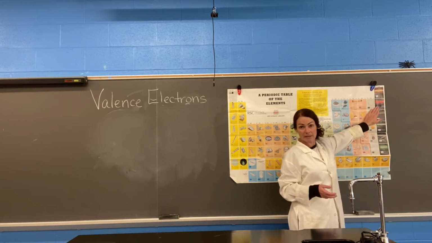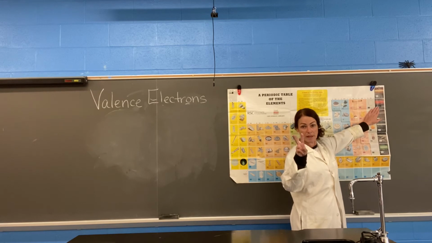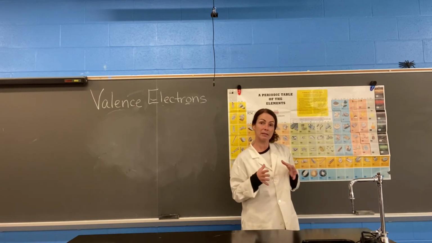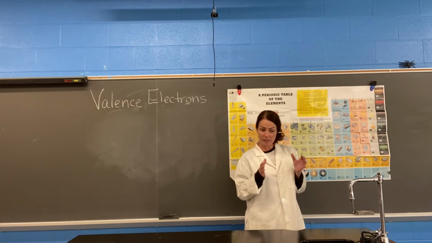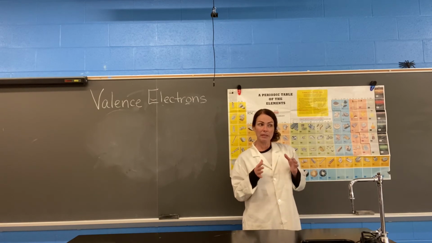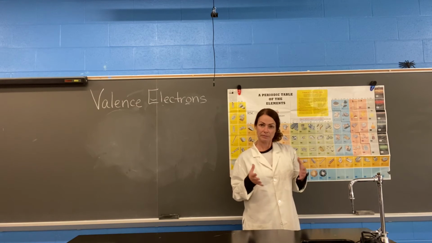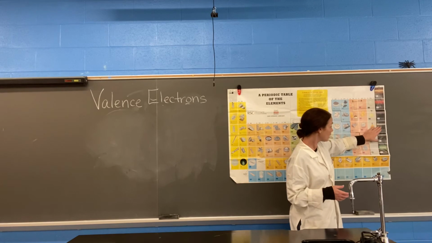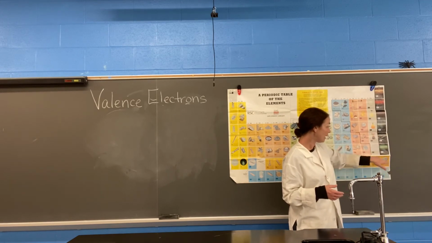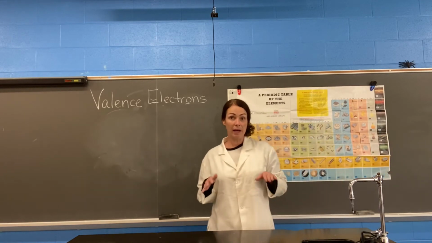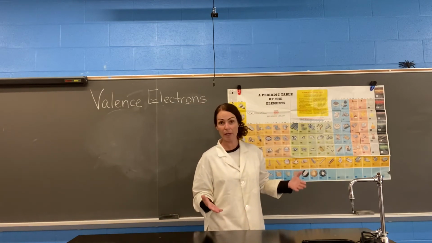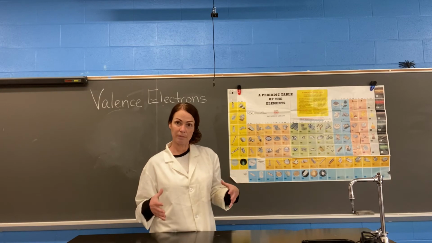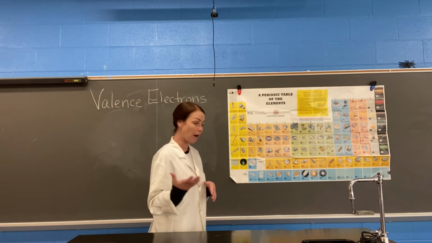Neon is number 10. It has 2 electrons in its first energy level and 8 in the next one. But because the second energy level can hold 8 electrons, it's completely filled up. And that means it's also stable. And the same is true for argon and krypton and xenon and radon. All of the elements in group 18, or the noble gases, are stable because their outermost energy level is full. That's important, and here's why.